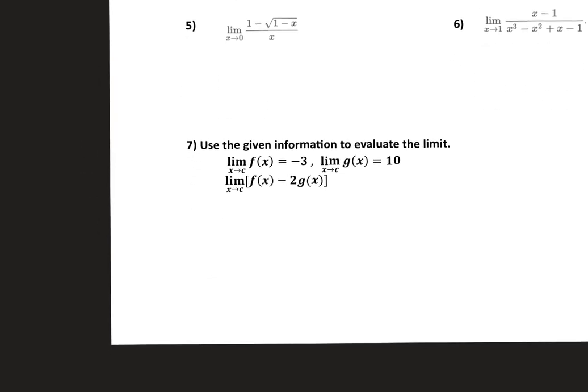Then came the limits if you were actually given the limit. So like the properties of limits, we could add the limits, we could subtract the limits, you could multiply, you could divide, you could square it. All those things can be done if you're given the limit as it is. So in that case, I gave you the limit of f of x was -3, the limit of g of x was 10, and then you could use those to answer any kind of question based on those.